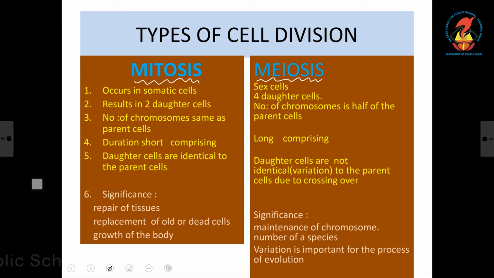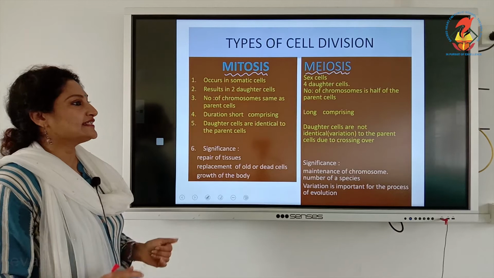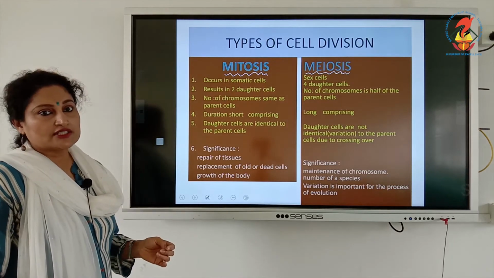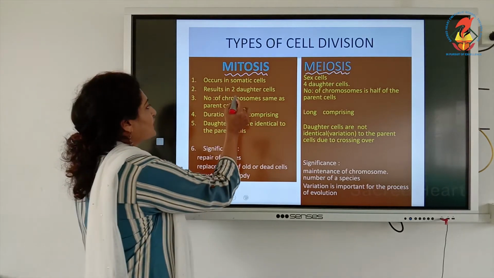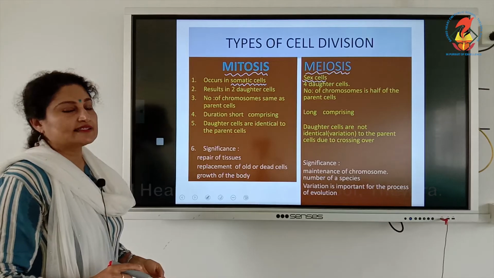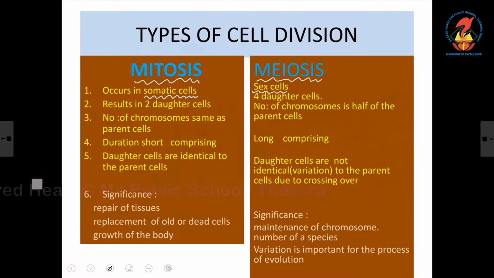The first and foremost difference is where it occurs. In which cells do mitosis and meiosis occur? Mitosis occurs in the somatic cells. What are somatic cells? Body cells. So mitosis occurs in the somatic cells or body cells, whereas meiosis occurs in the sex cells. What are the sex cells? They are the gametes.